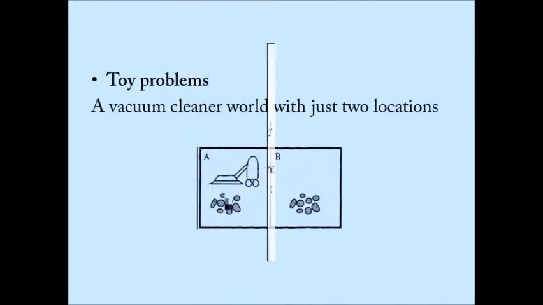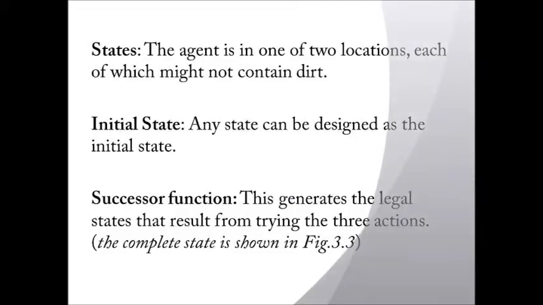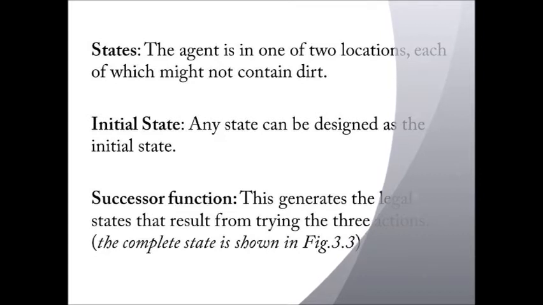Toy problems. The first example we will examine is the vacuum world, first introduced in Chapter 2. This can be formulated as a problem as follows. States: the agent is in one of two locations, each of which might or might not contain dirt. Thus, there are 2 times 2 squared, equals 8 possible world states.